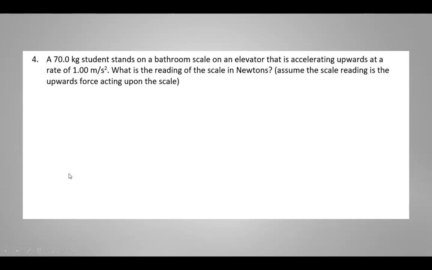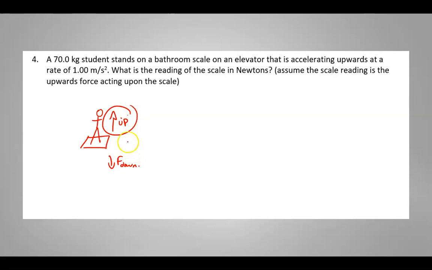Okay, a student stands on a bathroom scale in an elevator, accelerating upwards at a rate of 1 meter per second squared. What is the reading on the scale in newtons? Now we're assuming that the scale reading is the upwards force acting upon the scale. Okay, that this scale, this dude that's standing on here, has a force up and a force down. And the reading is this. This is really what we are looking for.